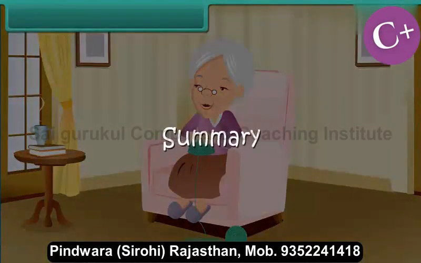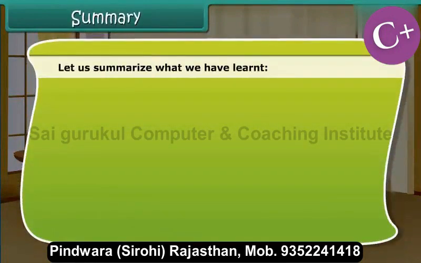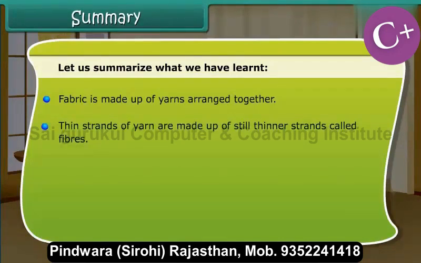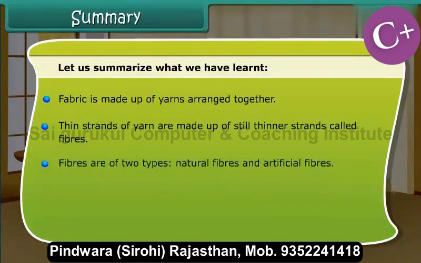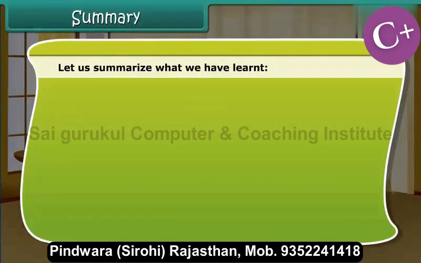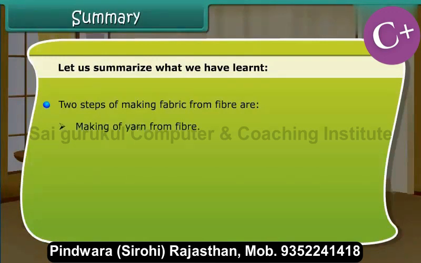Summary. Let us summarize what we have learnt. Fabric is made up of yarns arranged together. Thin strands of yarn are made up of still thinner strands called fibers. Fibers are of two types: natural fibers and artificial fibers. Cotton and jute fibers are obtained from cotton and jute plants respectively. Two steps of making fabric from fiber are: 1. Making of yarn from fiber.